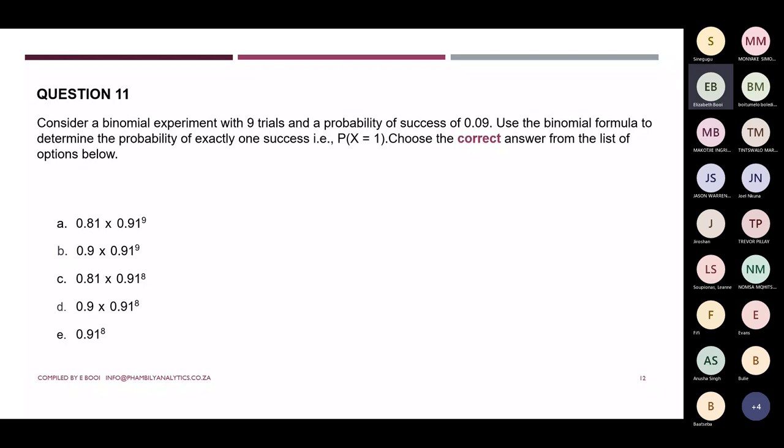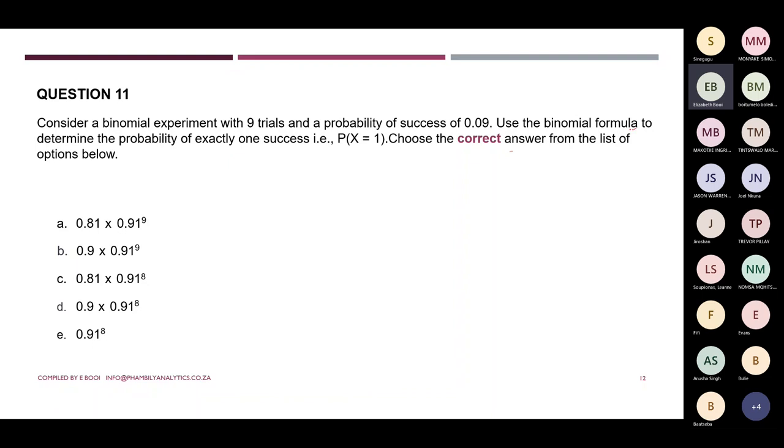Question 11 states as follows. Consider a binomial experiment with 9 trials and a probability of success of 0.9. Use the binomial formula to determine the probability of exactly 1 success. Choose the correct answer from the list.